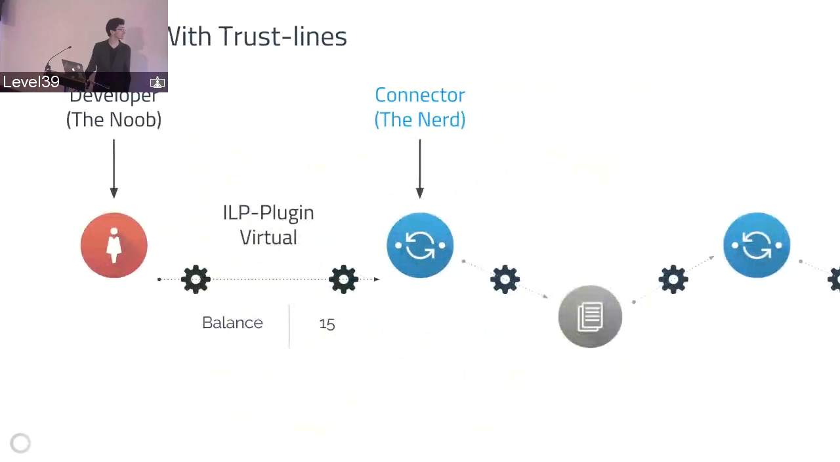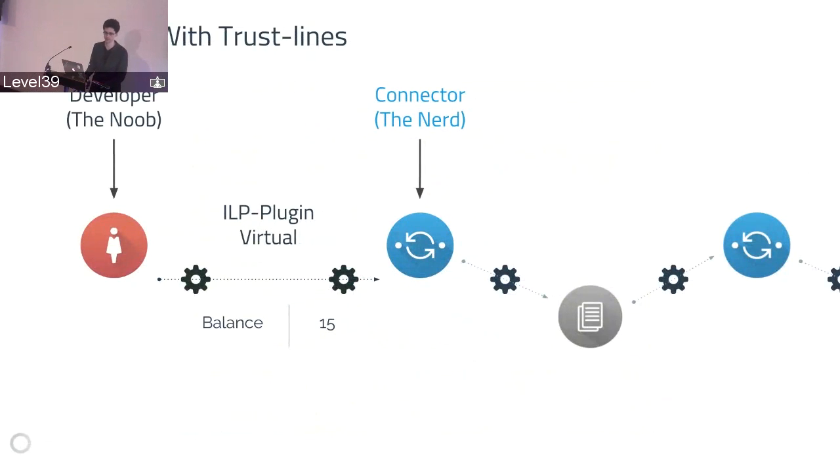So the way we emulate this in ILP is we've got Trustlines. And so I've written ILP plugin virtual. Evan was talking about ILP plugins. So this implements the ledger plugin interface. But the thing about ILP plugin virtual is there's no actual underlying ledger. You don't need an account on some ledger. You just create a connection between a noob and a nerd directly.